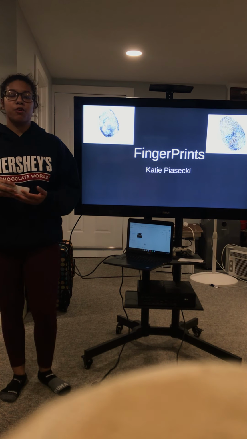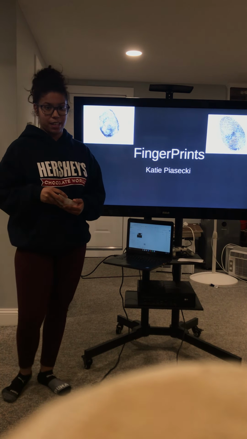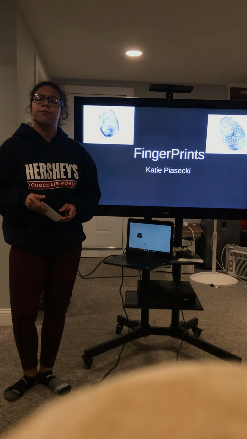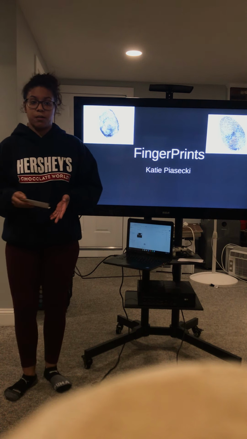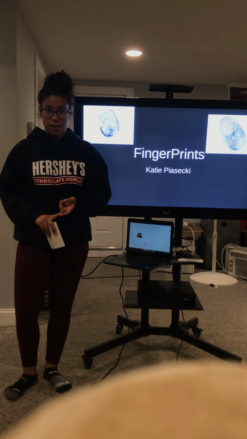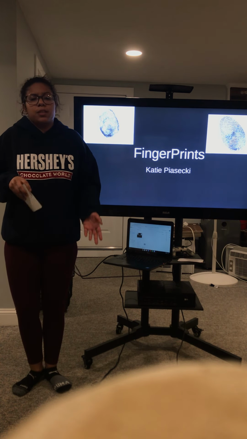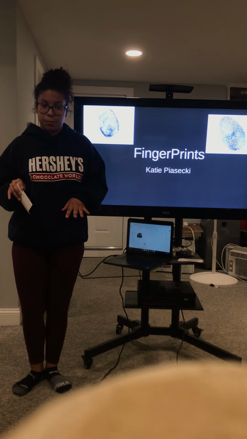My name is Katie, and for my informative speech topic, I will be talking about fingerprints. If you look at your finger, you will see these small indents. The closer and longer you look, the more detail that will start to show up. You notice these lines start to move in a specific pattern. That is called your fingerprint.